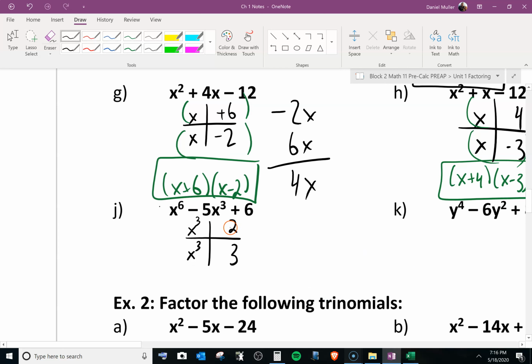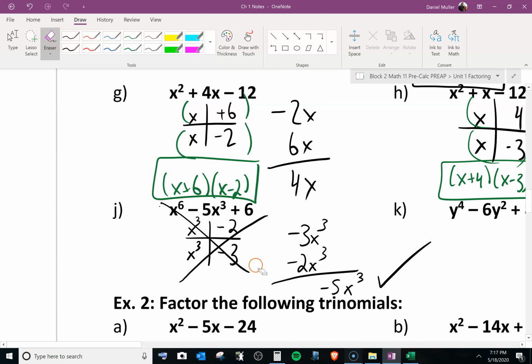So this right here is a positive 2, so I'll make it a negative 2. And this one's a positive 3, so I'll make it a negative 3. And does that still preserve things? So the left, x^3 times x^3, is indeed an x^6. Negative 3 times negative 2, a negative times a negative, still is a positive 6. And this diagonal is negative 3x^3, and this diagonal is negative 2x^3. And if I add them, that gets me a negative 5x^3, which is what I need.